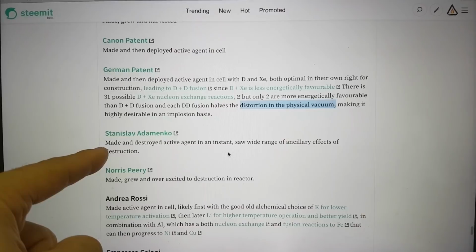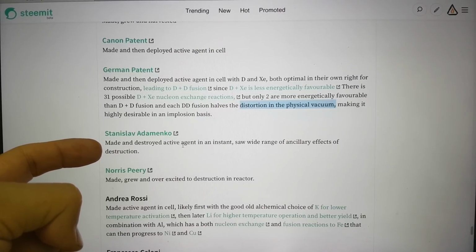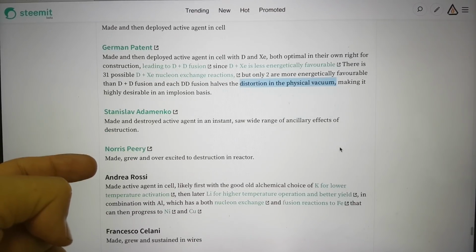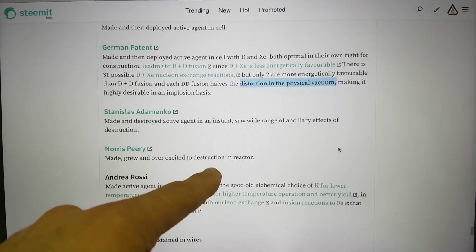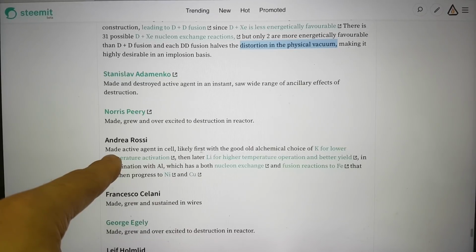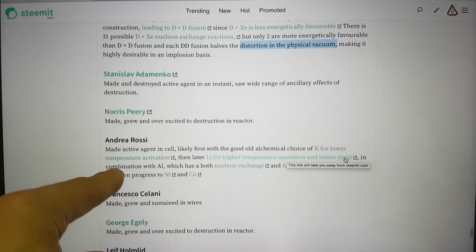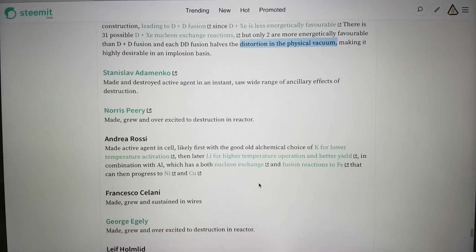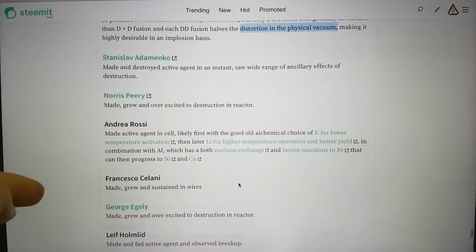Stanislav Adamenko made and destroyed the active agent in an instant, and he saw a wide range of ancillary effects of destruction. Norman Peary made, grew, and overexcited to destruction the active agent in the reactor. Andrea Rossi made the active agent in the cell, likely first with the good old alchemical choice of potassium for lower temperature activation, then later lithium for higher temperature operation and better yields, in combination with aluminium, which has both nucleon exchange and fusion reactions to iron that can progress to nickel and copper. There are some links here and you can explore those.